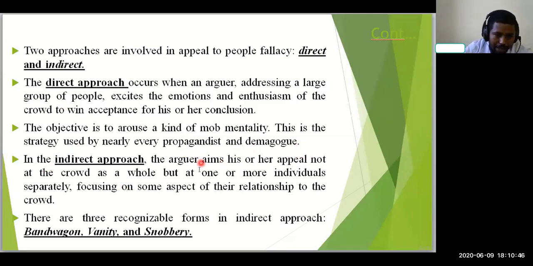In the case of the indirect approach, what the arguer aims at is not groups of people or a large portion of the society, but rather one or more individuals separately, focusing on some aspects of their relation to the crowds.